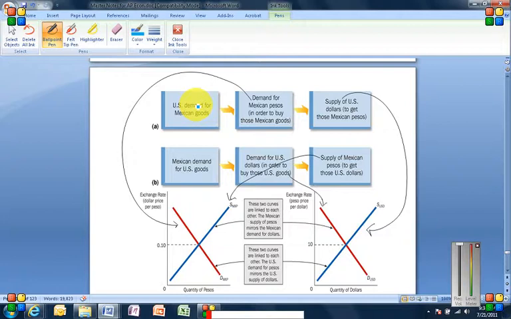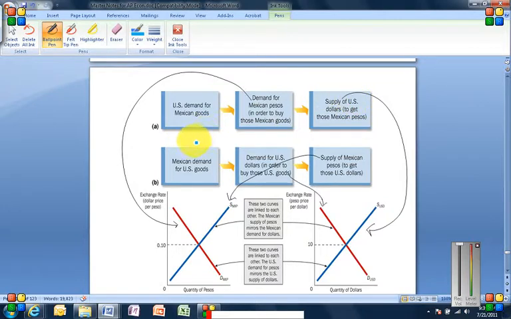Well, typically, the vendors, the producers in Mexico are going to expect you to pay them in pesos. So, we as Americans, if we're the ones interested in buying those Mexican goods, are going to create a demand for Mexican pesos in order to buy those Mexican goods. And how are we going to get those pesos? We're going to supply US dollars in exchange for those Mexican pesos so that we can do this transaction.